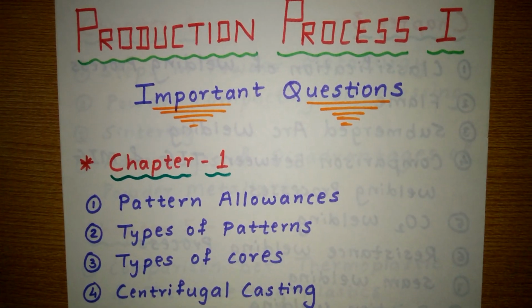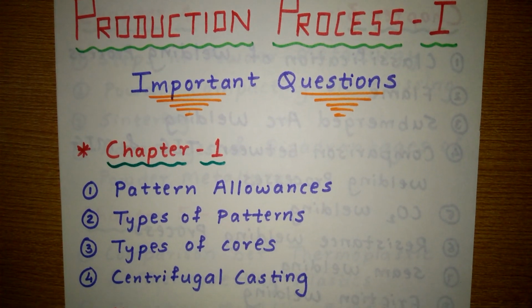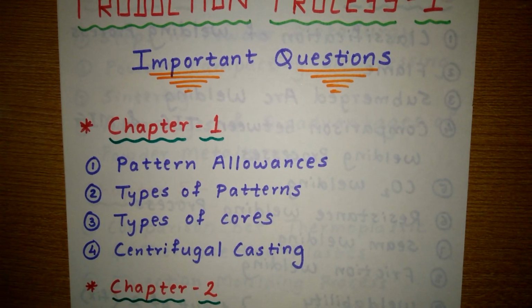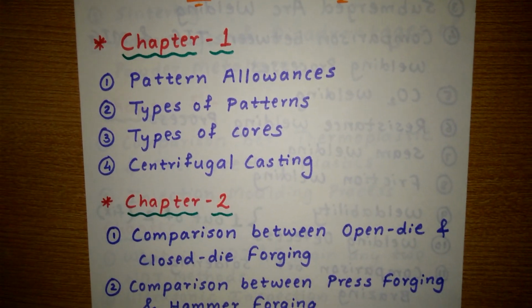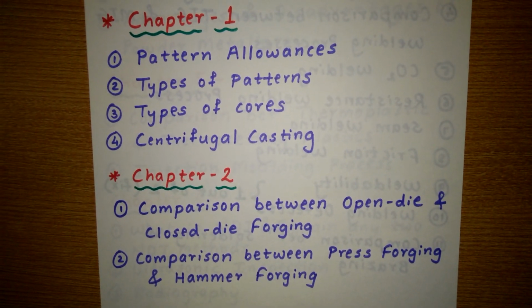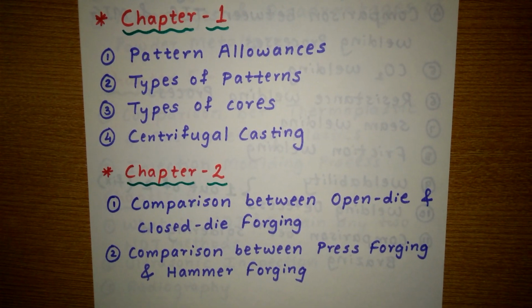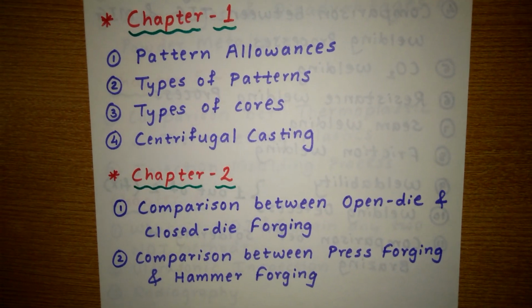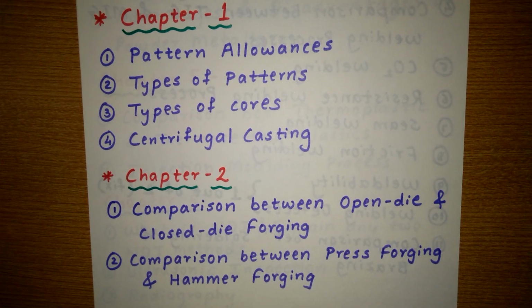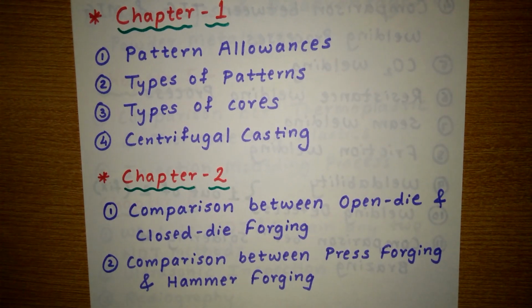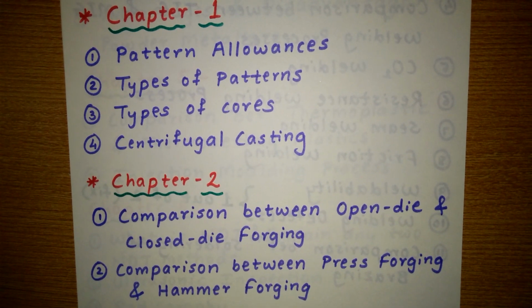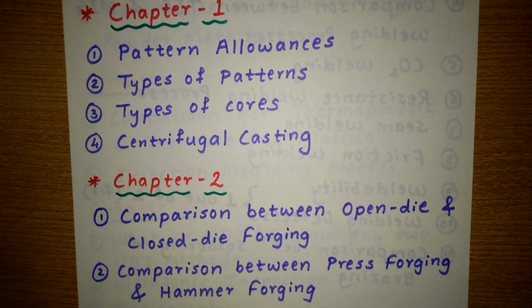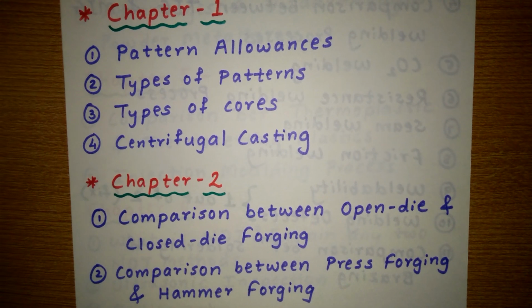So chapter 1 contains pattern allowance, types of pattern, types of core, and centrifugal casting. Chapter 1 contains the basics, and sometimes these four important questions come. These are important questions from the exam point of view. It doesn't mean that only these questions will come. Do read every chapter properly, but lay more emphasis on these questions. So the first chapter contains four important questions.